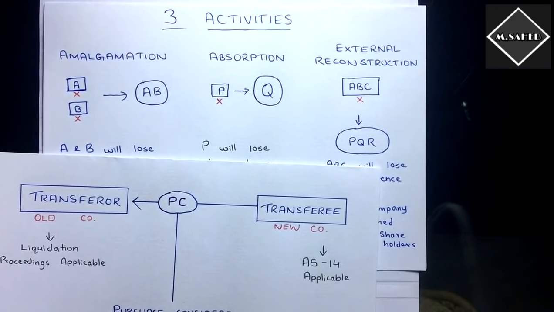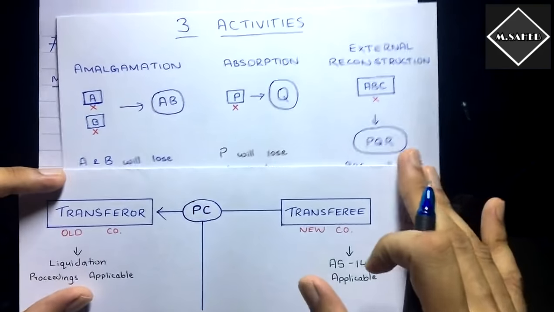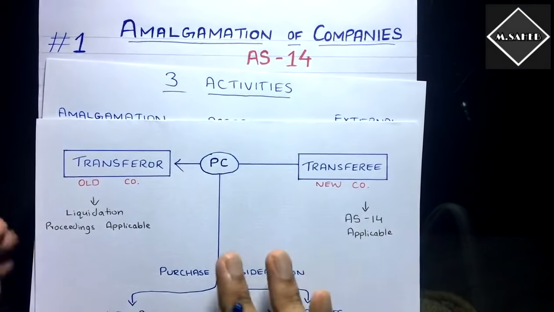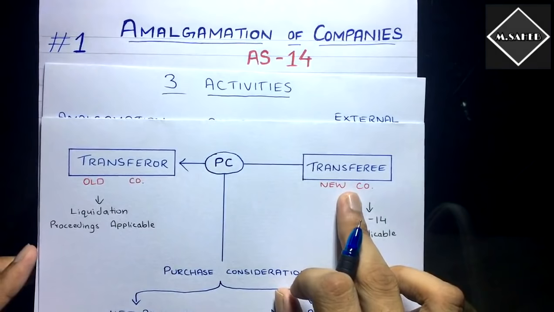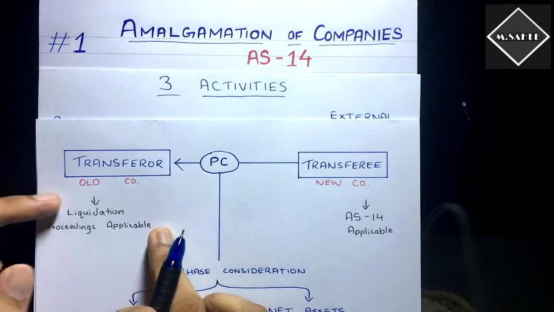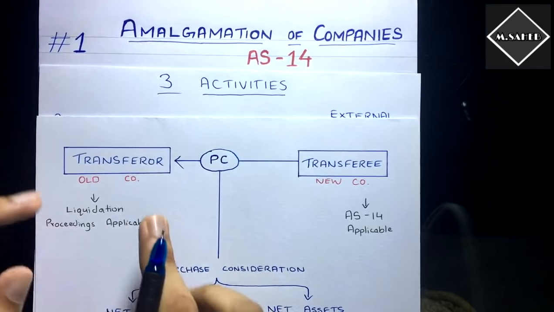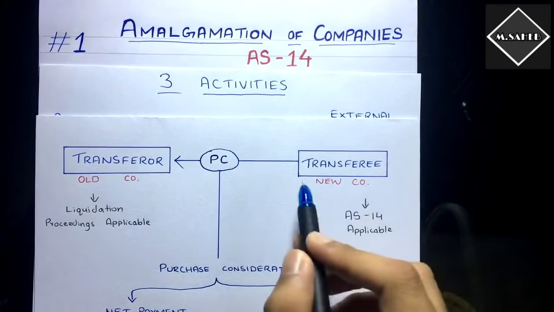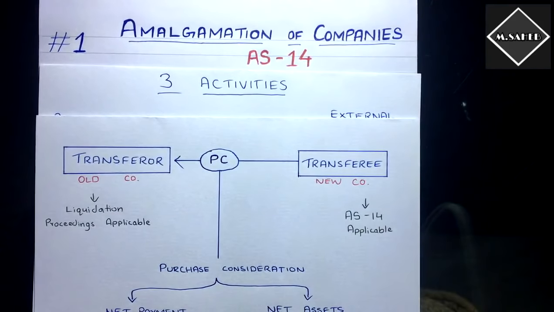So these are the two points of view here in the amalgamation chapter: one is the point of view of the transferor and the other is the point of view of the transferee. So now you must have understood that there are two accounting treatments over here. One is the accounting treatment under the old company's books, the transferor company's books, and one accounting treatment under the transferee company's books.